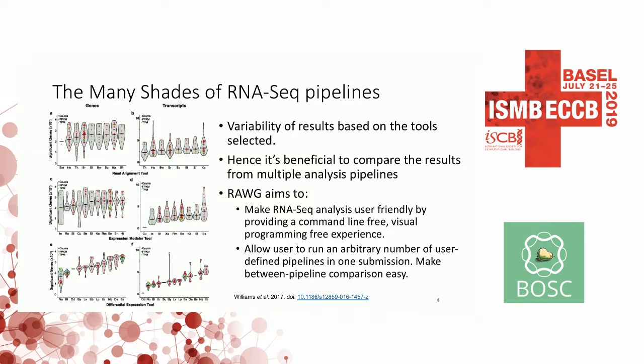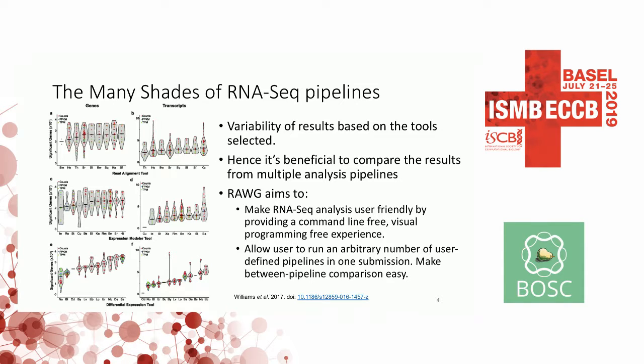So why is RAWG needed? Well, the graph on the left shows the RNA-Seq analysis result when different tools are used at different stages of the pipeline. And as you can see, there's quite a bit of variation in it. So the number of significant genes found is different when different tools are used at different stages. And what's more important is if you imagine a Venn diagram, the different pipelines and the intersection is actually pretty small. So we think it's beneficial to compare the result from different analysis pipelines.